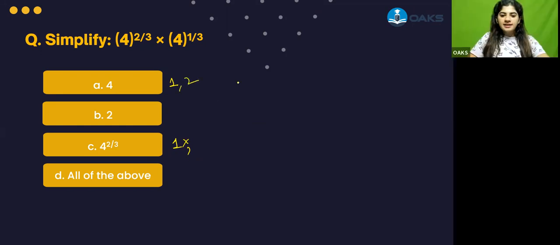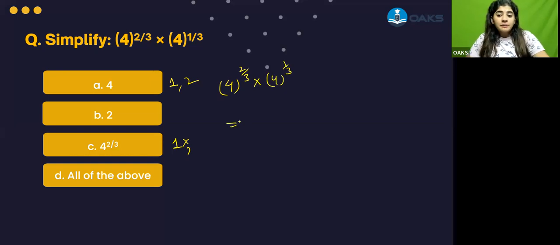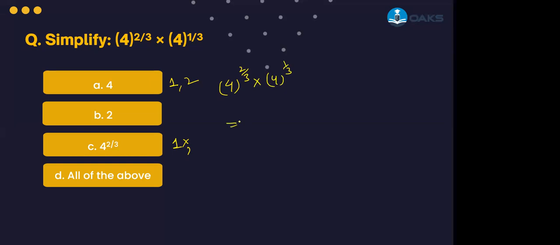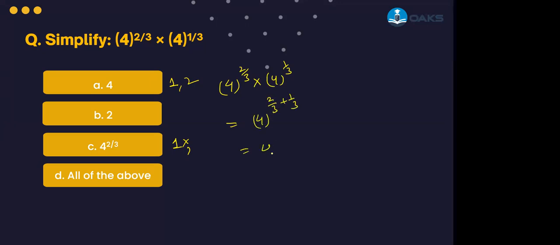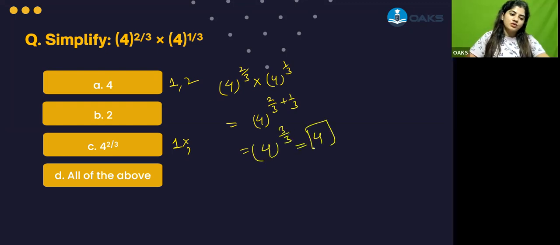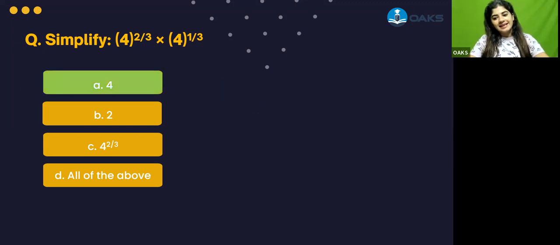Okay, let me solve this. 4 raised to power 2 by 3 multiplied by 4 raised to power 1 by 3. Now the bases are same and the numbers are getting multiplied. So we get 4 raised to power 2 by 3 plus 1 by 3, that is equal to 4 raised to power 3 by 3, that is equal to 4 itself. So the first is the correct option. Let's see the answer. Yes, A is the correct option. Good work, school 1 and school 2. Let's move ahead to the next question.